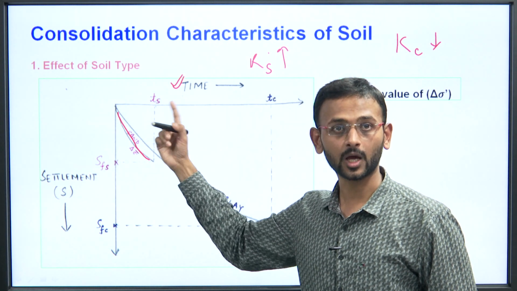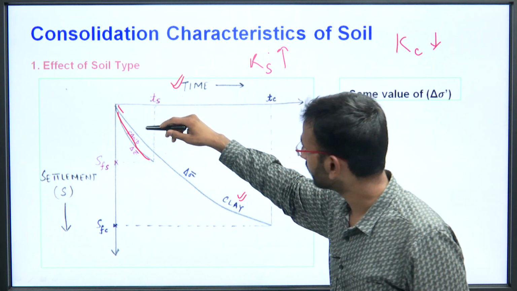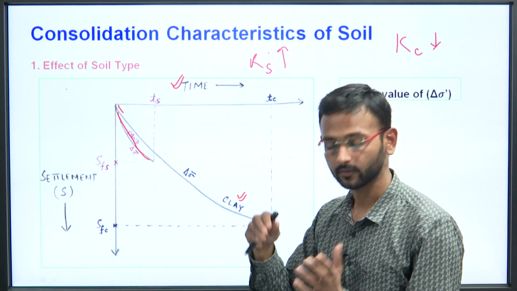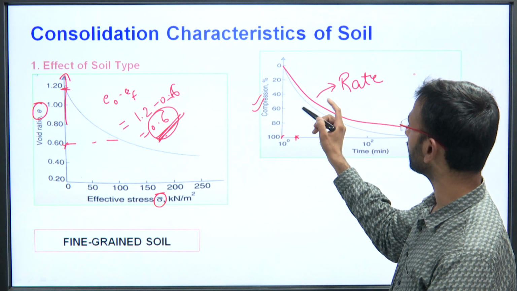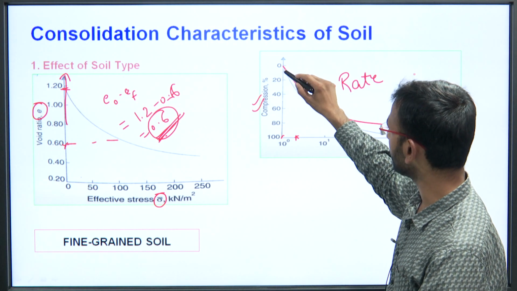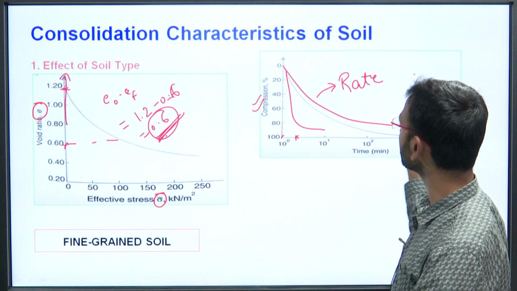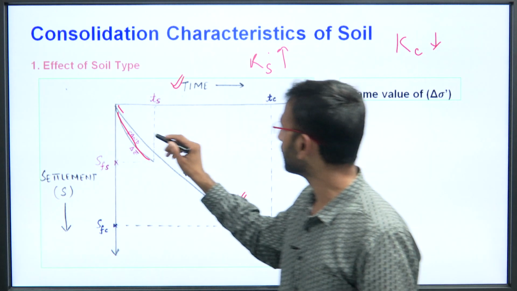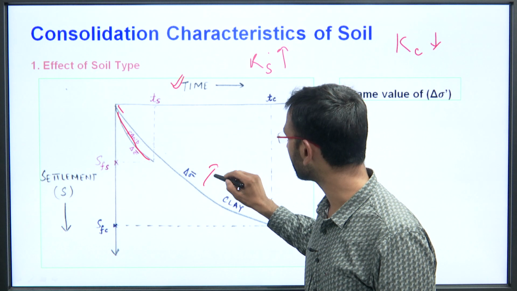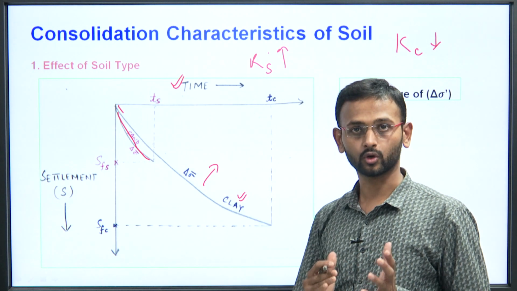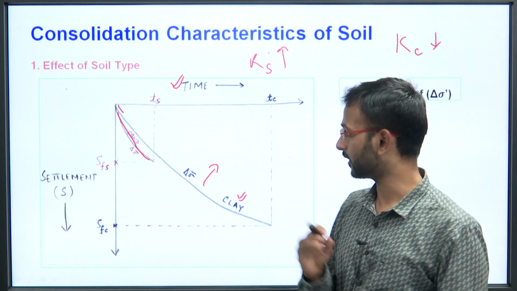When you are talking about the clay, what happens with clay? When you see the graph here, the rate of settlement was shown by this thing. In the coarse grained soil it was very much steep, it was like this. But now in the fine grained soil, it is very much flat here. So the clay is having a flatter trajectory, and the rate of settlement is much slower. The clay will settle with time, it will take more and more time to settle that amount.